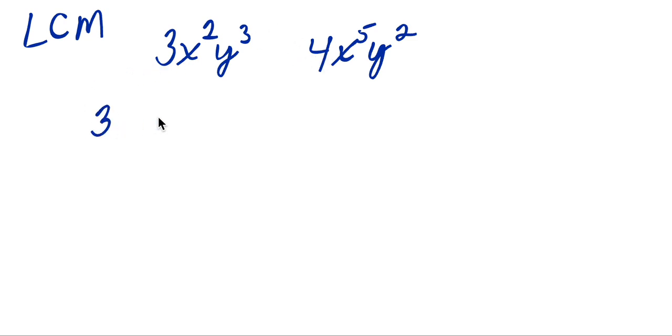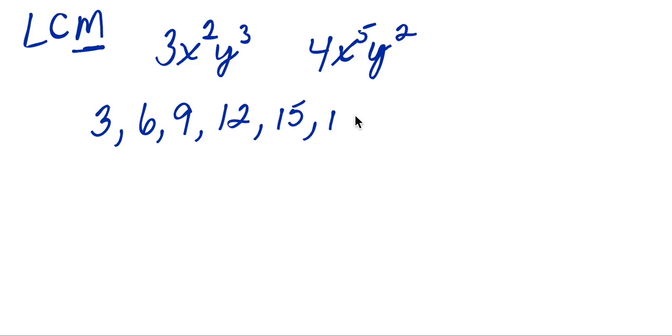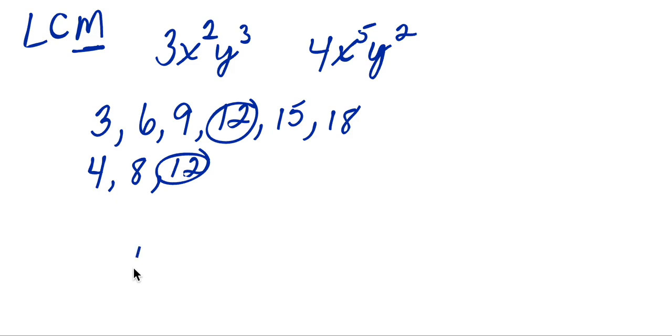I'm going to start looking at the numbers. So our first number is 3, and I'm going to write down the multiples of 3. So 3, 6, 9, 12, 15, 18. I might need more every now and then, but that should be enough. Then I'm going to write down the multiples of 4: 4, 8, 12. And I notice the first one they have in common is the 12. So 12 is going to start us off as the least common multiple.